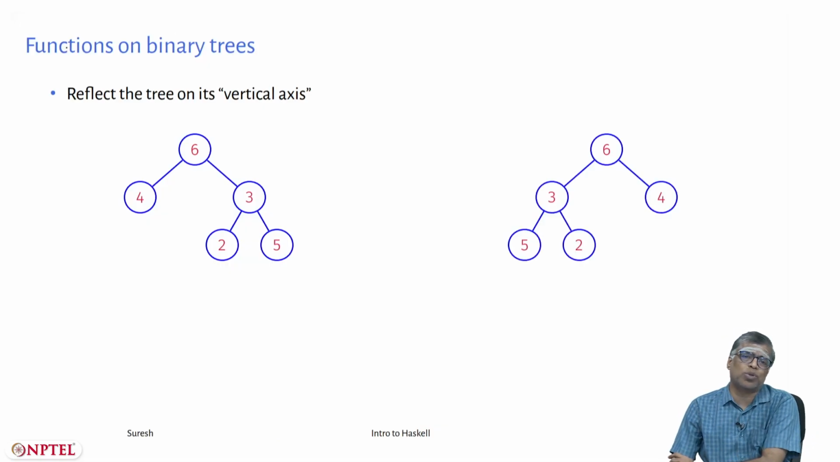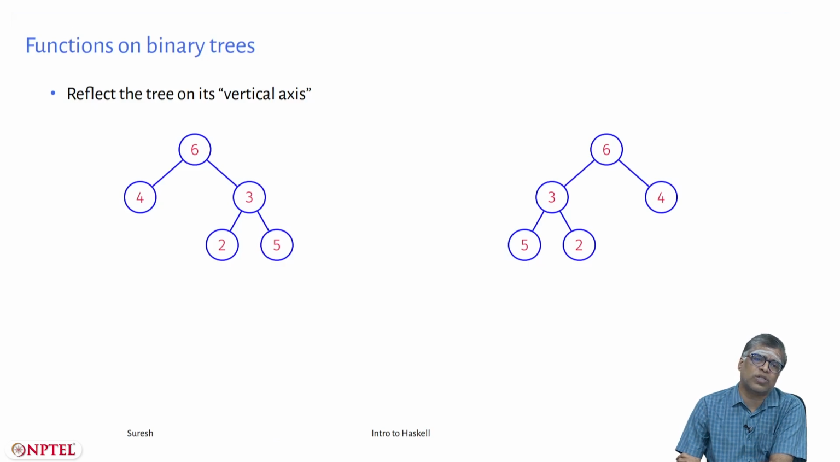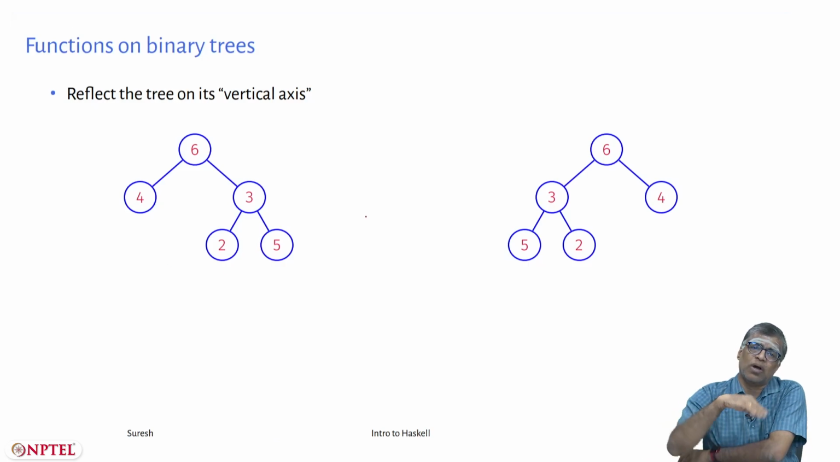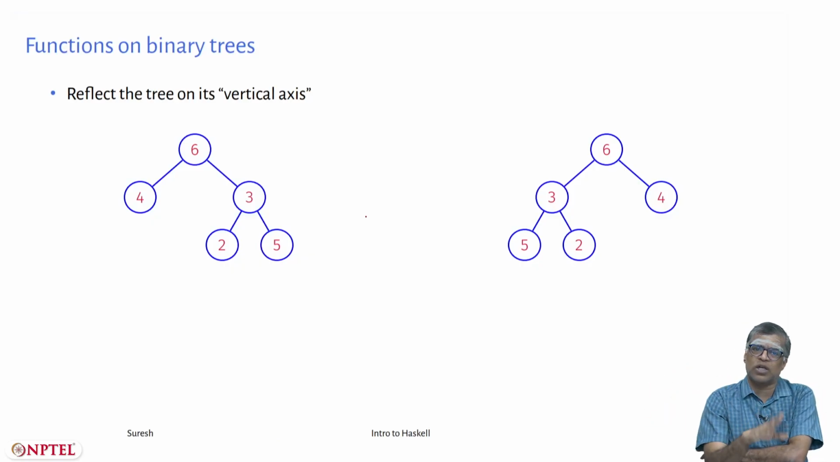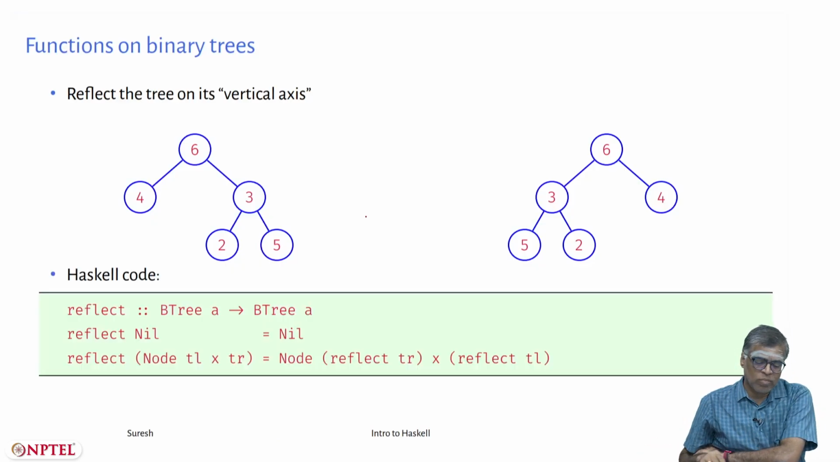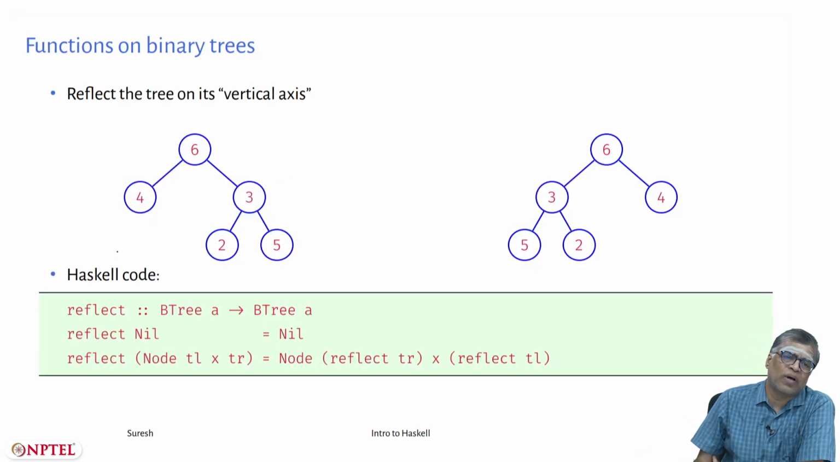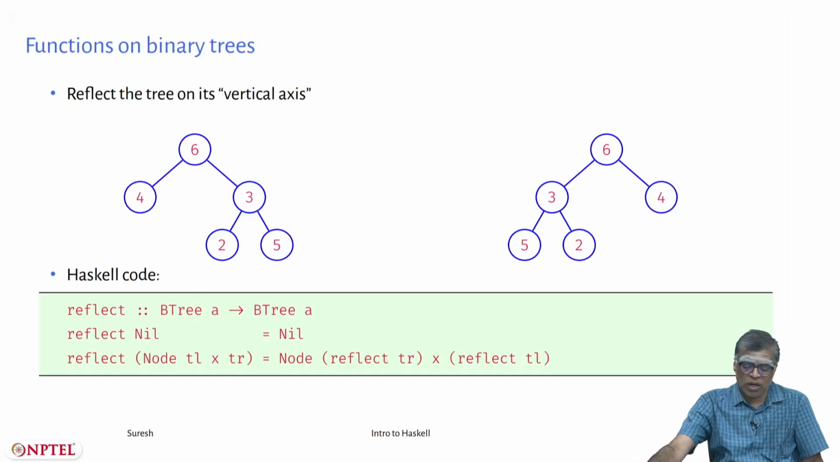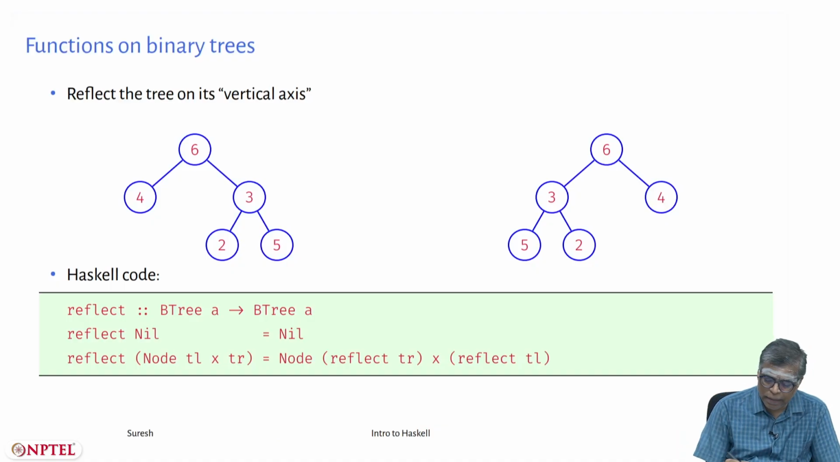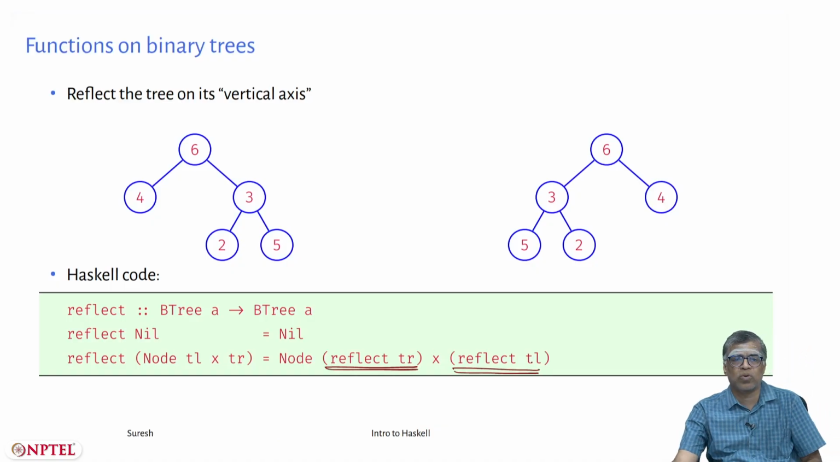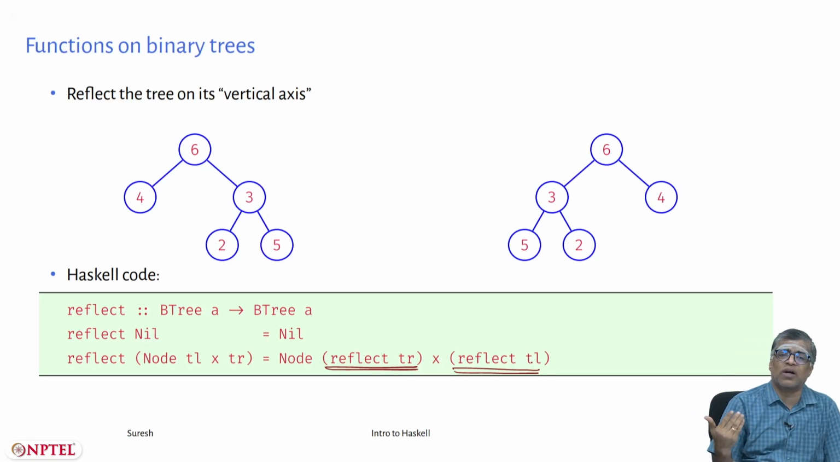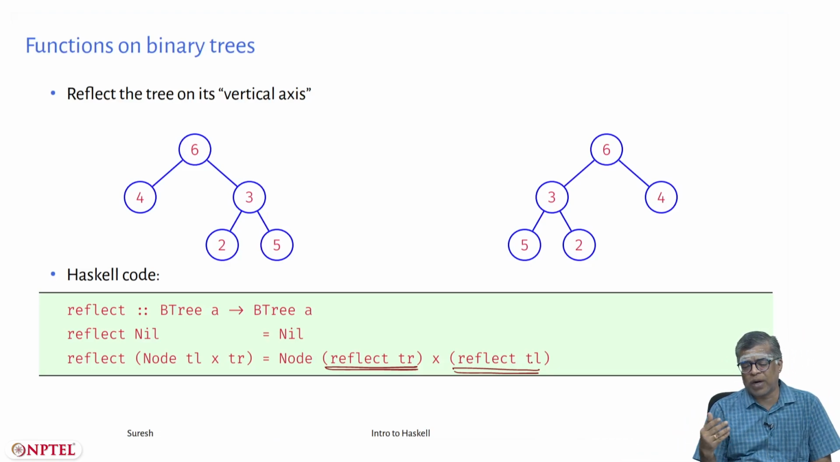So, yes, this 6, 4, 3 should become: the left subtree which is 4 became the right subtree, and the right subtree which is 3 with 2 on the left and 5 on the right gets reversed and it gets moved to the left. So, the program is simple enough. Reflect of nil is nil. Reflect of node TL x TR is node of reflect of TR x reflect of TL. Okay. So, you should check that if I take a left skew tree and reflect it, it will become a right skew tree and vice versa.